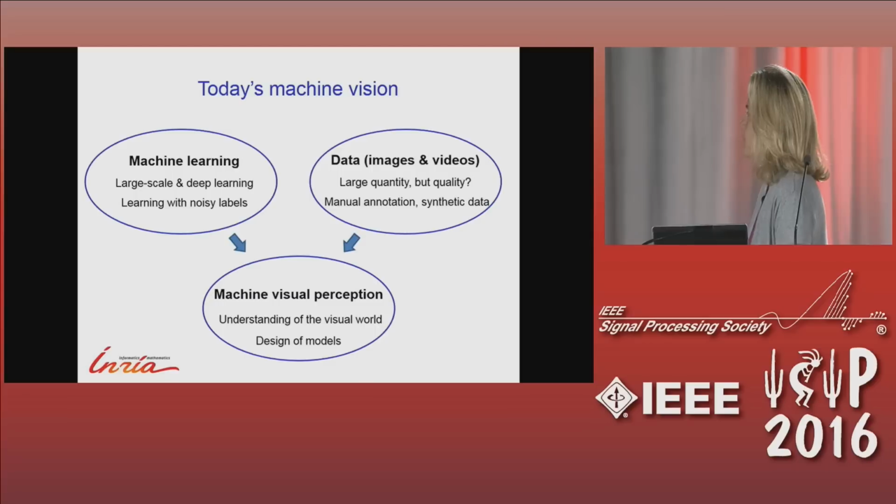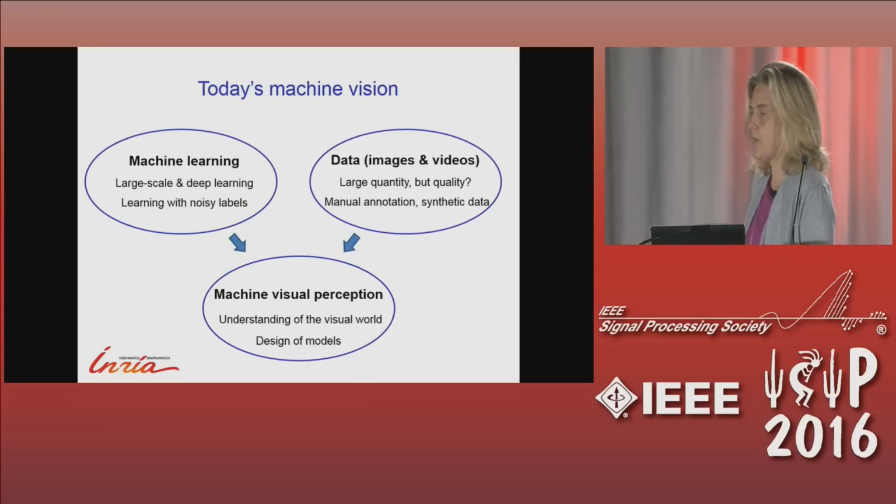So once we have solved these two problems, the last part is how do we actually set up algorithms for machine visual perception. So what we want is to have a complete understanding of the visual world, to take a video or an image, and to really know who is in the image or the video, what is the person performing, which object is it interacting with, which type of scene is it, okay?